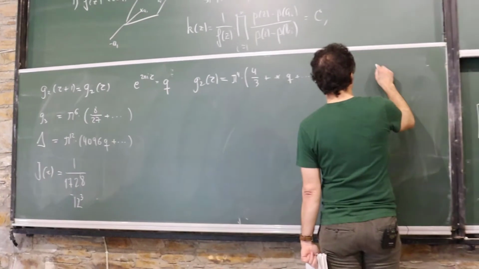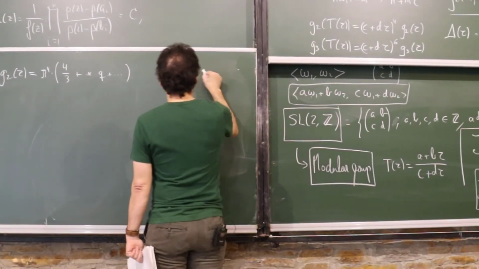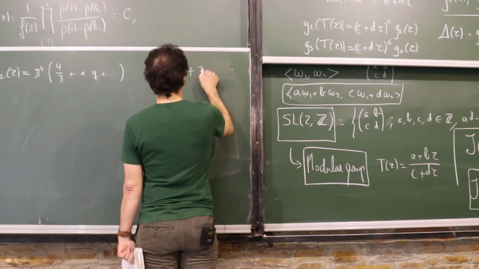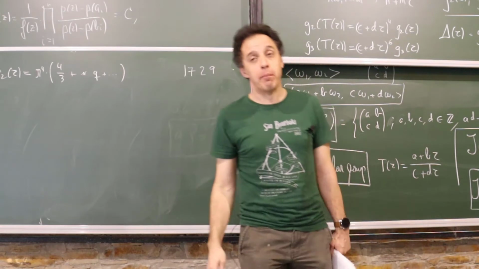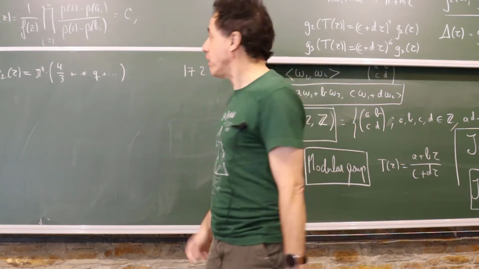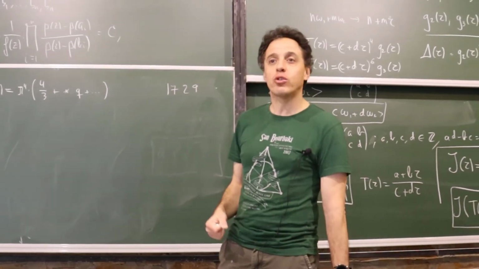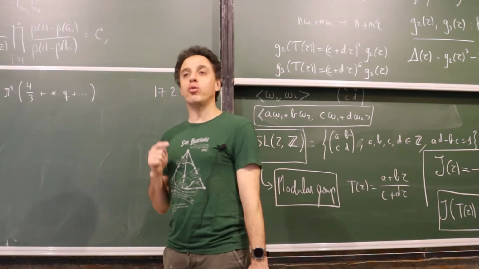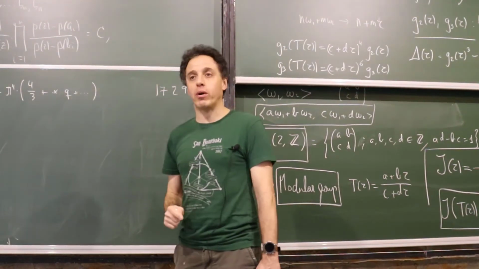Sometimes Hardy tells him that he has come in a taxi with the number 1729. That Hardy said, no, it's not an interesting number. And Ramanujan, who was very ill at that moment, told him that it was a very interesting number because it's the smallest number that could be written in two different ways as the sum of two third powers.